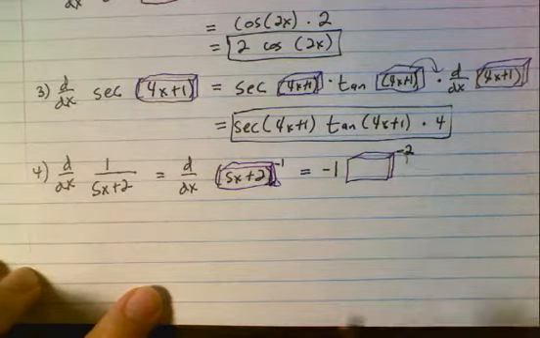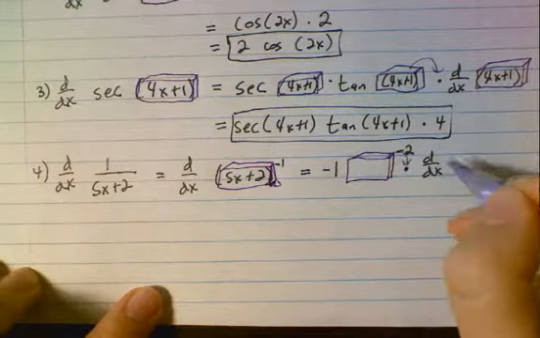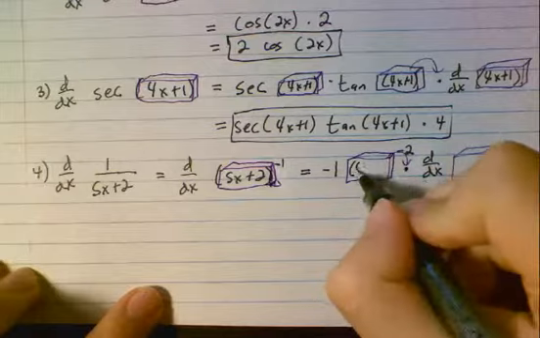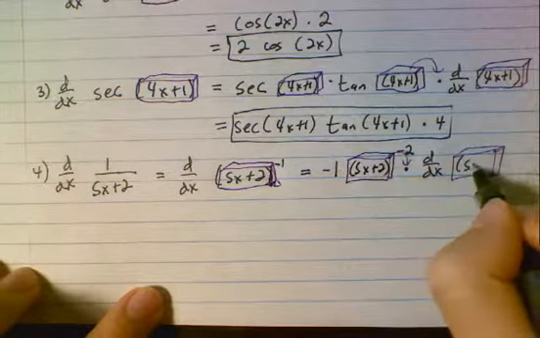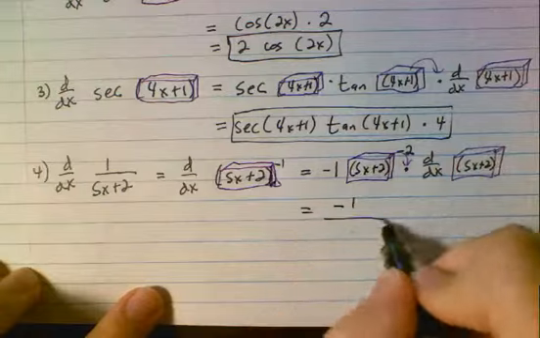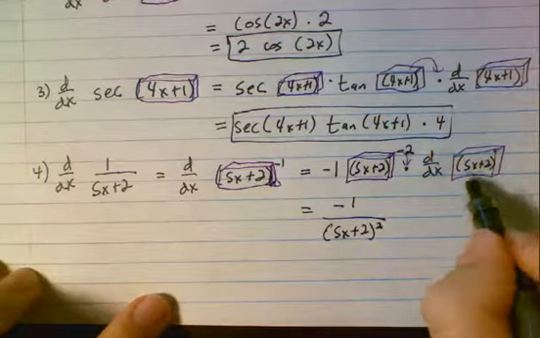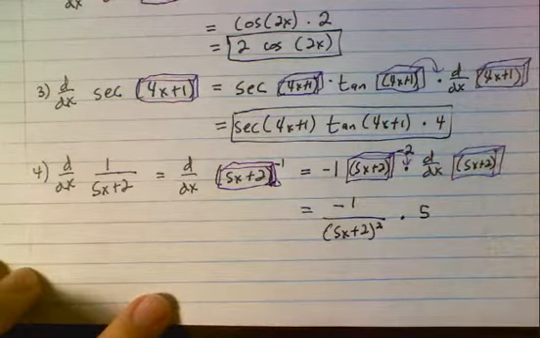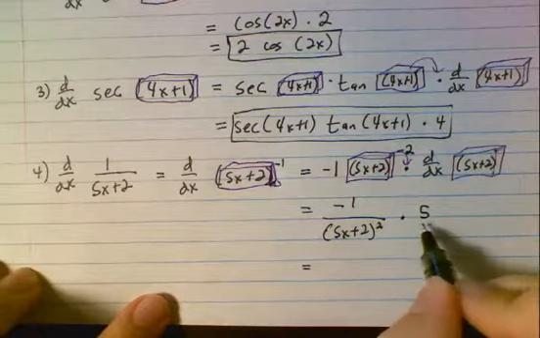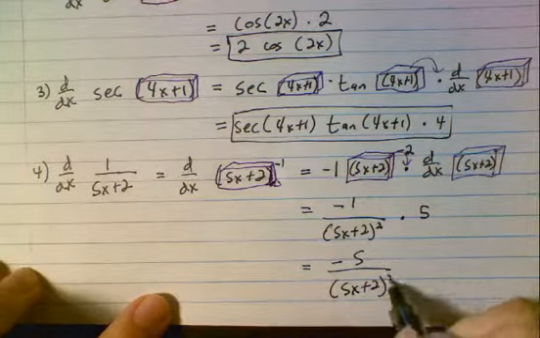And multiply by the derivative of whatever was in the box. 5x plus 2, 5x plus 2. We have negative 1. This is 5x plus 2 squared in the denominator because of that negative 2. The derivative of 5x is 5. Derivative of 2 is 0, so there's nothing else there. Negative 1 times 5. Remember, this 5 is in the numerator. Negative 5 over 5x plus 2 squared.